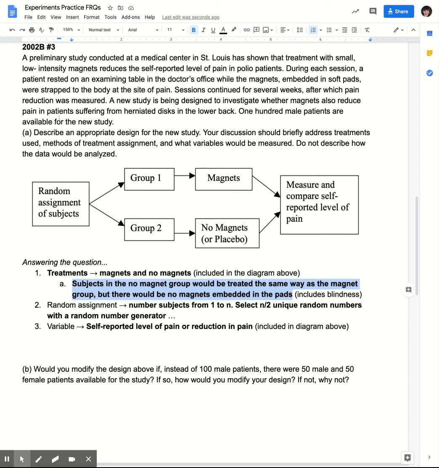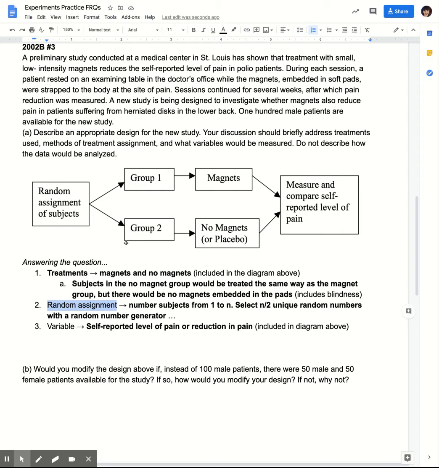So that's the treatments part. Then the method of treatment assignment is random assignment. So how would you do the random assignment, right? Number the subjects from 1 to n. Use a random number generator, right? You'll have written these so many times that you'll kind of get sick of it.